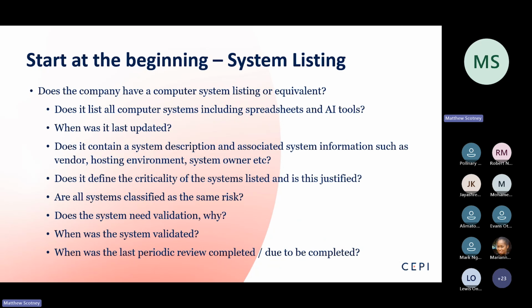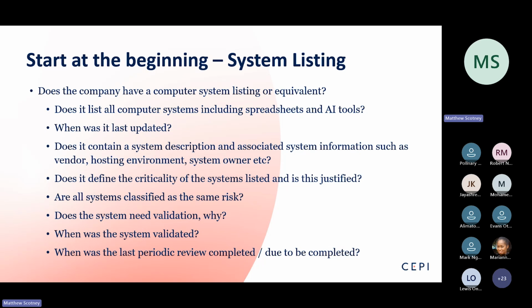The other thing we talked about is this computer system listing. Again, it can be called many, many different things, but the obvious questions are, does it contain everything? Does it include spreadsheets, perhaps, that are used in QC? Does it include AI tools? And when was it last updated? Is it a living document and people are going in and adding systems to it? Because we know that systems are always being added. There is always new technology that's being used. There's always new technology that's being delivered. So this documentation really needs to consider all of that technology.